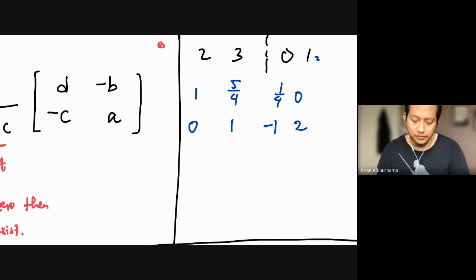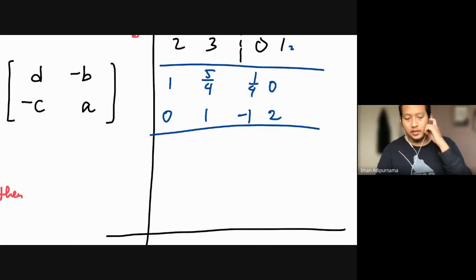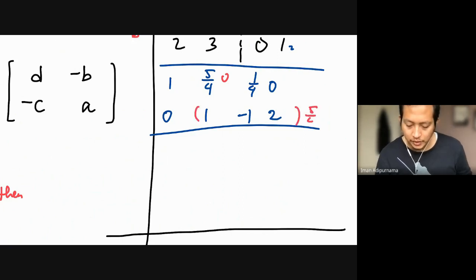Okay, so in this second step, and the third step, I want to have this 5/4 made into 0, so I need to subtract row 2. Maybe I will multiply this with 5/4, and then subtract. I think that is applicable. So first is 1, still 1, and then this will be 5/4 minus 5/4, so it will be 0.